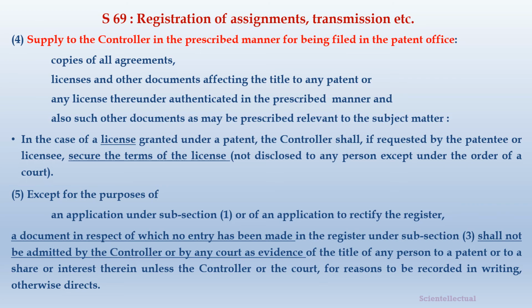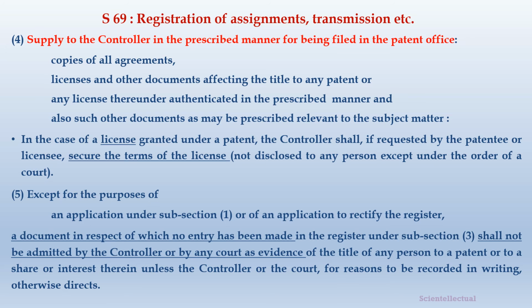Section 69, subsection 4. What needs to be supplied to the controller in the prescribed manner during the registration of assignments, transmissions, etc. These are copies of all agreements, licenses, and other documents affecting the title to any patent or license thereunder, authenticated in the prescribed manner, and other documents which are relevant to the subject matter. Now, in case of a license granted under the patent, if the patentee or licensee requests, the controller can secure the terms of the license and they will not be disclosed to any person except under the order of court.